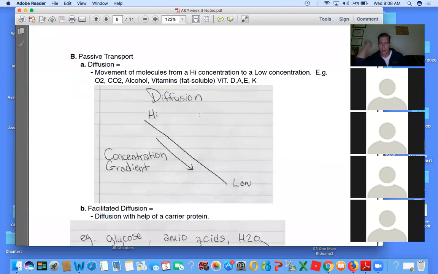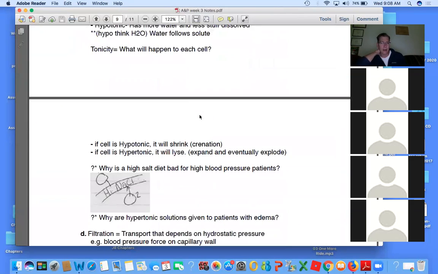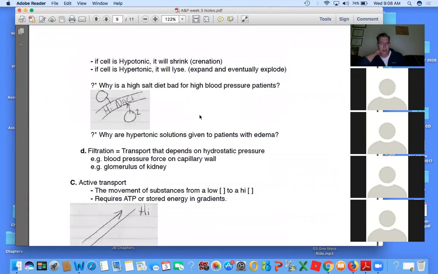And here's a picture to help you remember. There's 3 types of passive transport: diffusion, facilitated diffusion, and, well, I guess 4 types: osmosis and filtration.